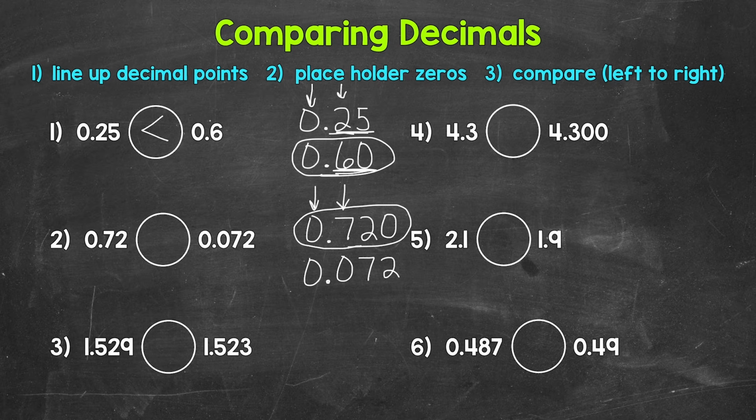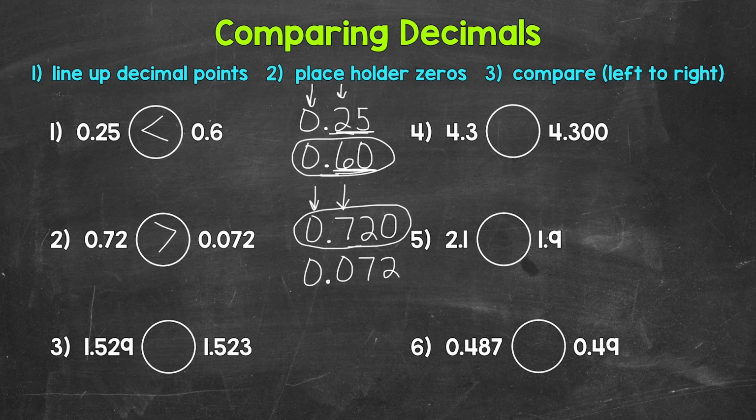And we can also think in terms of the whole decimal here since they both go to the thousandths. We have 720 thousandths and 72 thousandths. 720 thousandths is greater than 72 thousandths. So for our original comparison, 72 hundredths is greater. We can read this from left to right as 72 hundredths is greater than 72 thousandths.